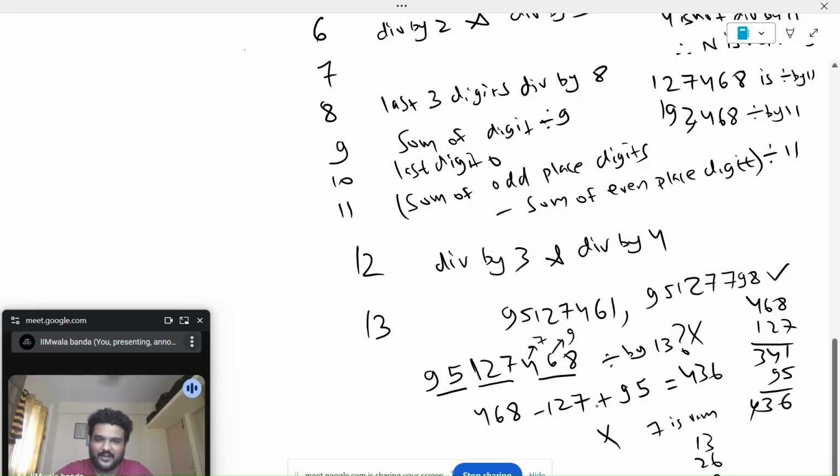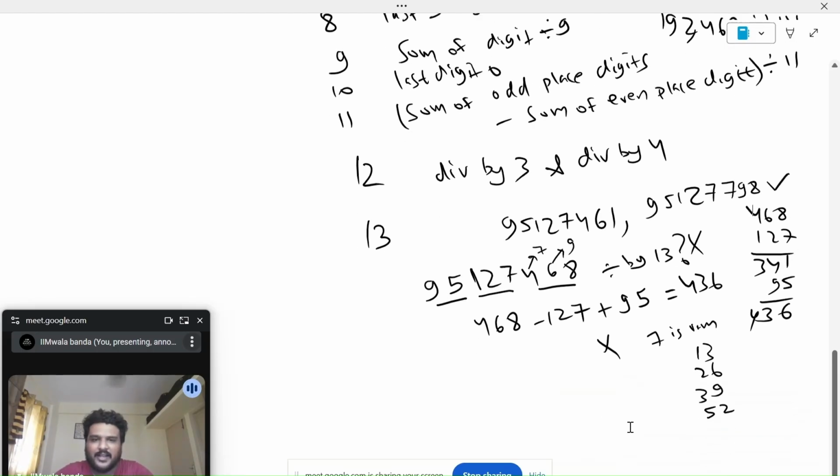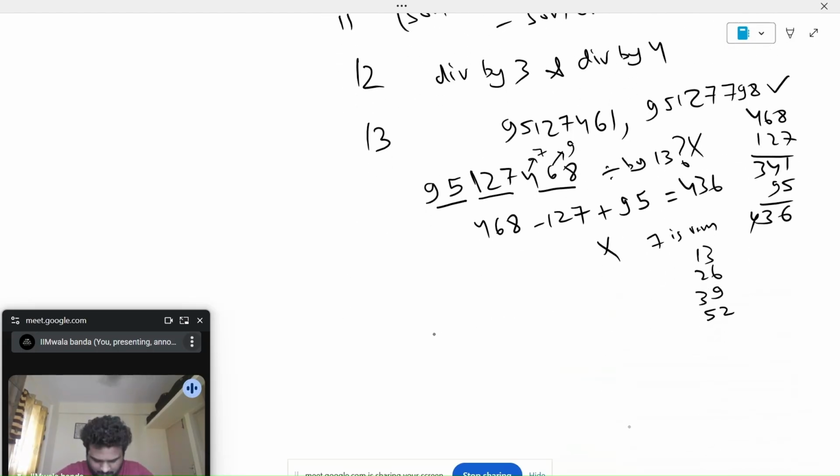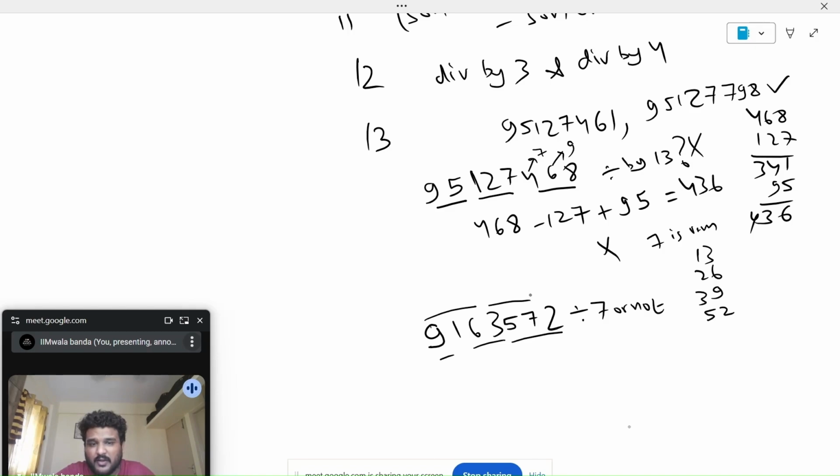So you got an idea, right? How we can play with numbers using this divisibility rule. Again, let's quickly check for 7 also. I want to check if 9163572 is divisible by 7 or not. How do I check? Again, make groups from here. Don't make groups from here. If you start making from left, then this won't work. You have to always make it from right side. Okay. So 572 minus 163 plus 9, which is basically 418.